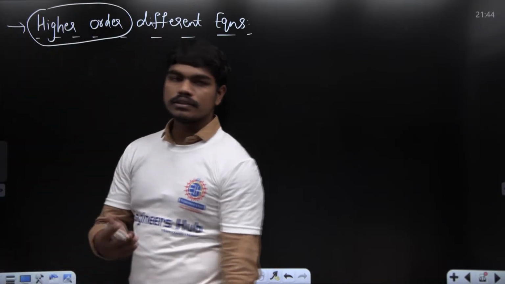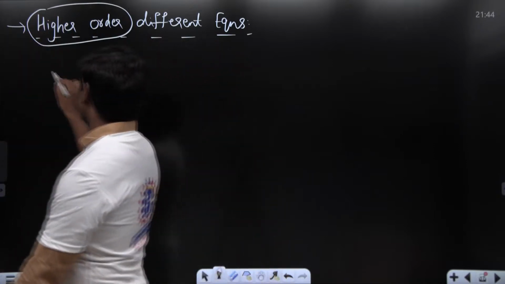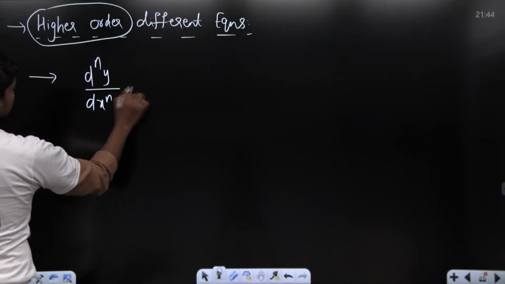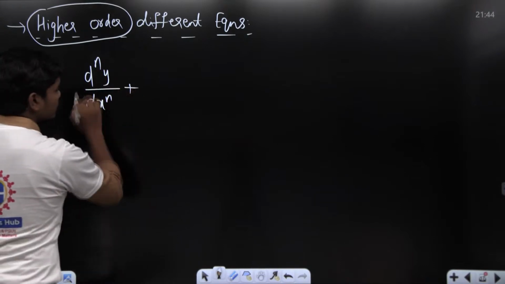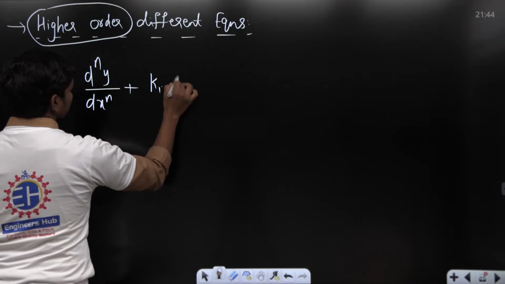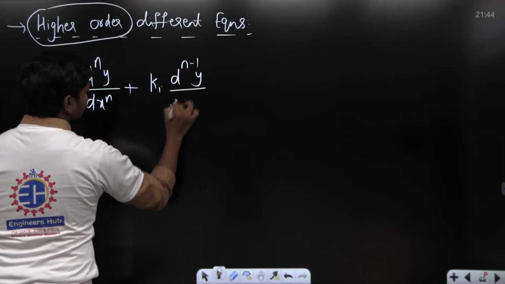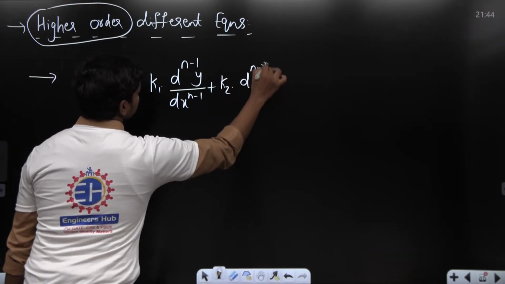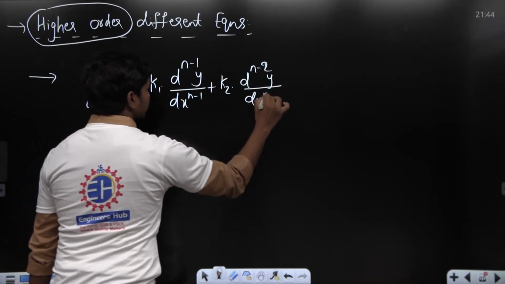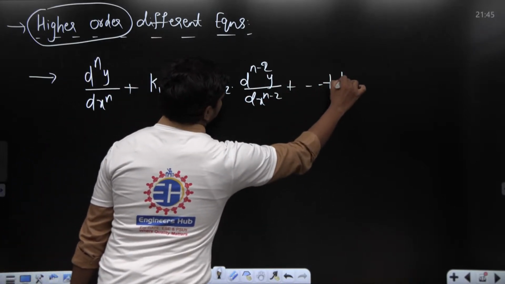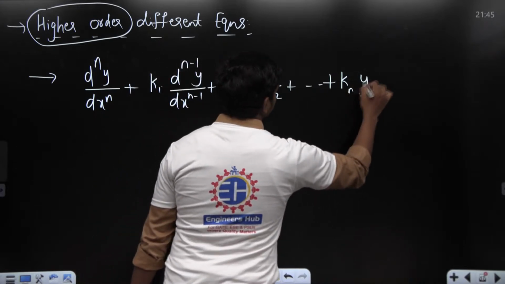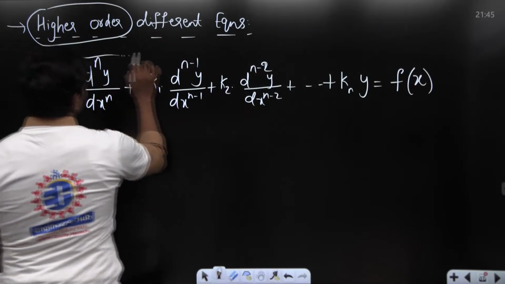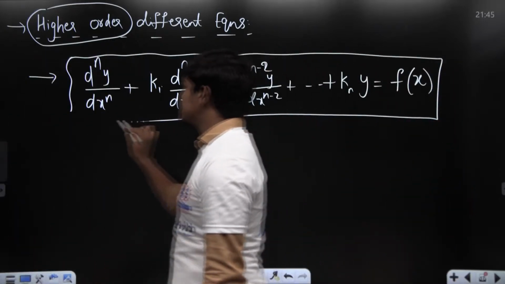The general formulation of any differential equation of higher order is given like this: d^n y divided by dx^n, which is the nth derivative of y with respect to x, plus some function k1 into the (n minus 1)th derivative of y, plus k2 into the (n minus 2)th derivative of y, divided by dx^(n minus 2), and so on, plus kn times y is equal to some function f of x. This is the standard form of any higher order linear differential equation.